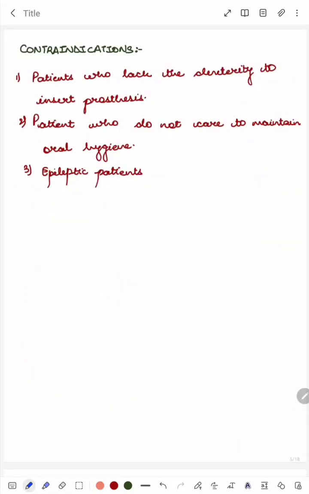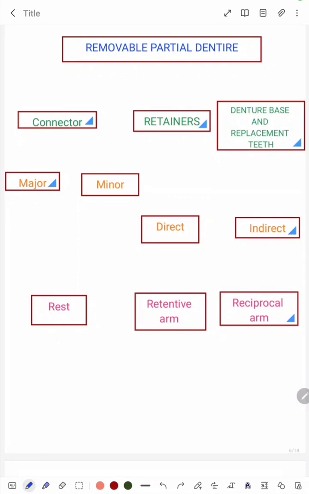And the contraindications of the RPD are basically patients who lack the dexterity to insert the prosthesis, patients who do not care to maintain oral hygiene, or epileptic patients where there is a danger of swallowing the denture during an attack. Now the components of removable partial denture: these are connectors, retainers, and denture base and replacement teeth.